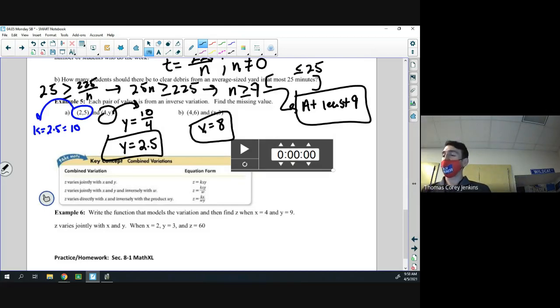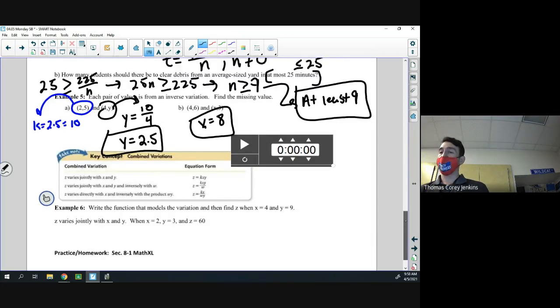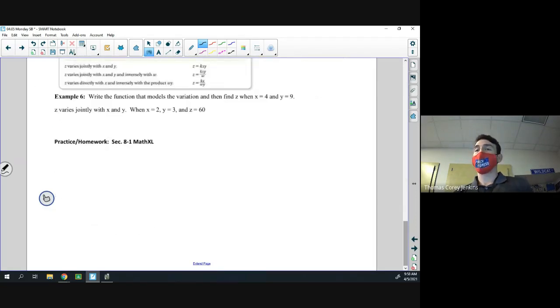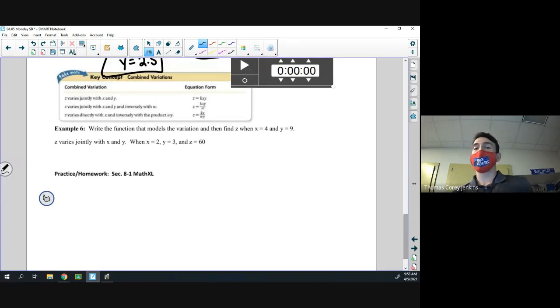All right, now the last one is a little bit confusing, I think, these joint variations. So you'll probably have some questions on that when we get to the study guide, if there's anything from this lesson that you struggle with. But let's go ahead and look through this, and then we'll be finished. All right, so last example says write the function that models the variation, and then we'll do that last. This will be step 2. So step 1 will be we're going to write the function that models this.